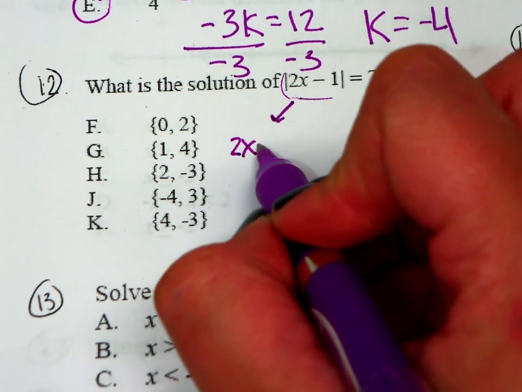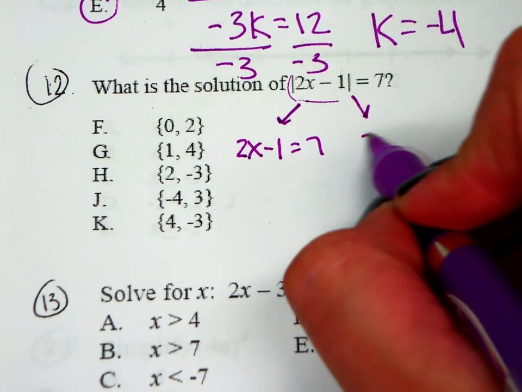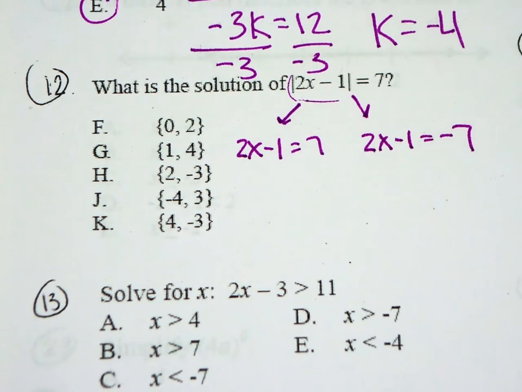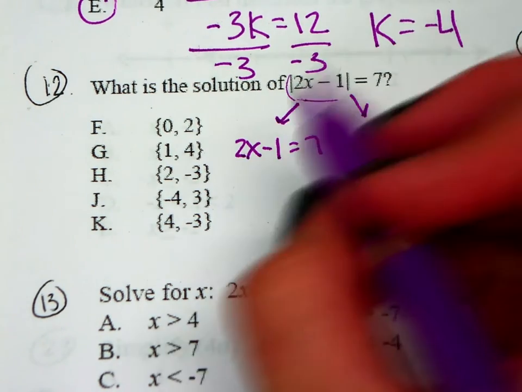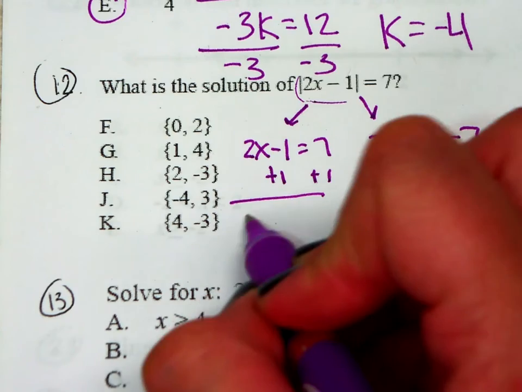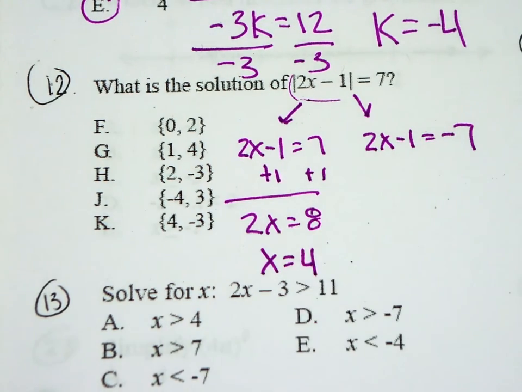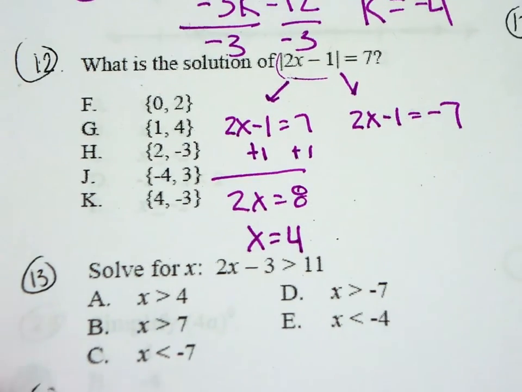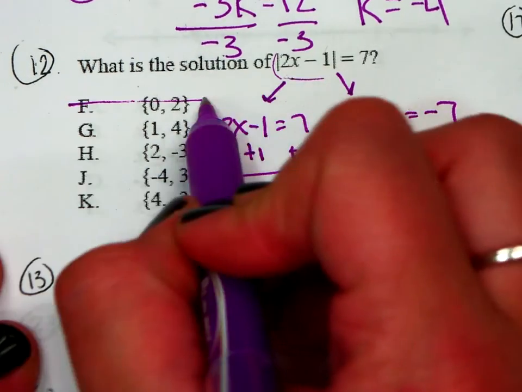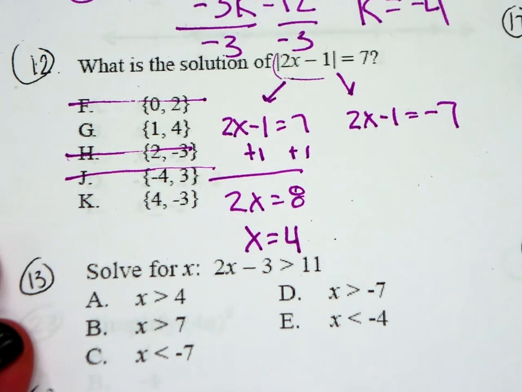So I get 2x minus 1 equals 7. 2x minus 1 will equal negative 7. Now I can solve. Add 1. 2x equals 8. When I divide by 2, I get 4. I'm going to pause and be a smart test taker and cross out my answer choices. So I'm going to cross here, here, and here because none of those have positive 4. So be a smart test taker. Use your answer choices wisely.